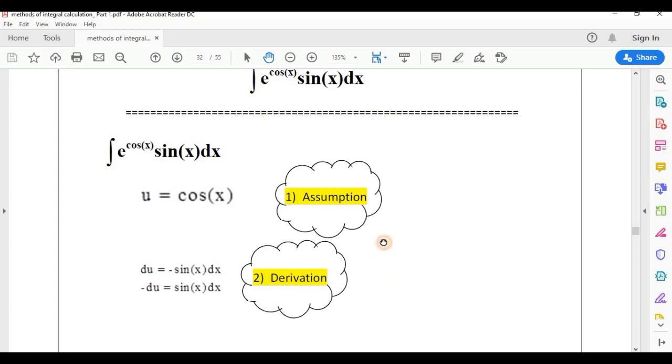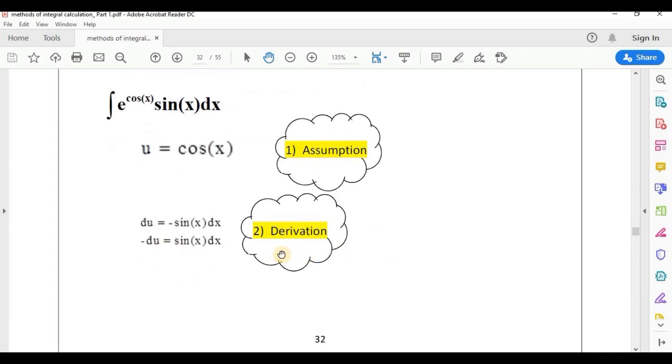Second step, derivation. We will take the derivation of our assumption, on both sides. So what is the derivative of u? It will be du. What is the derivative of cosine x? It will be minus sine x dx.